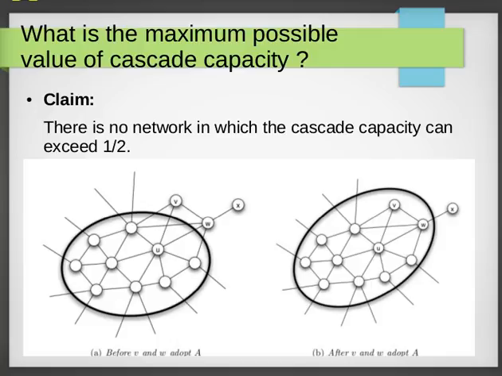I show you a network here. All the nodes inside this oval are the ones who have adopted technology A, and the nodes outside this oval have adopted technology B. Initially you see V and W have adopted technology B, but in the second figure they adopt technology A, and hence they come inside this circle. This is how the process moves on.